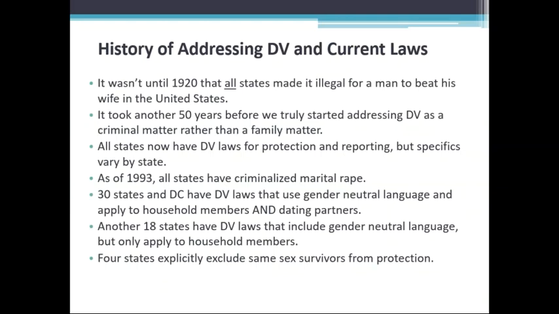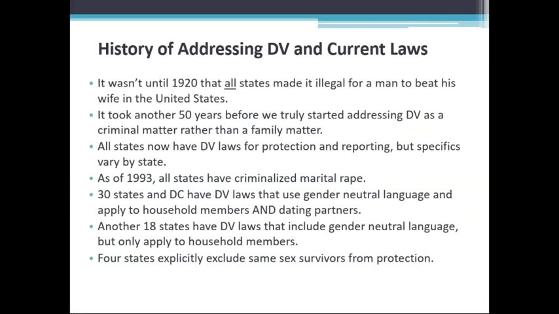But it took another 50 years before we truly started addressing domestic violence as more of a criminal matter rather than a family matter. So now all states have some sort of domestic violence laws for protection and reporting, but those specifics, just like we've talked about, are going to vary by state. As of 1993, all states have criminalized marital rape. 30 states and DC have domestic violence laws that use gender-neutral language and apply to household members and dating partners.